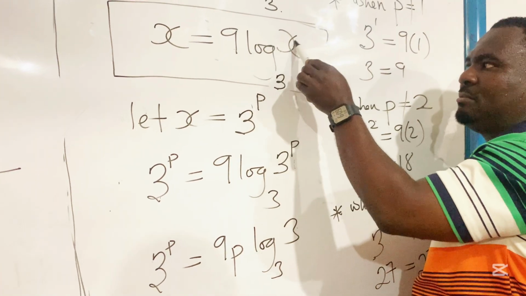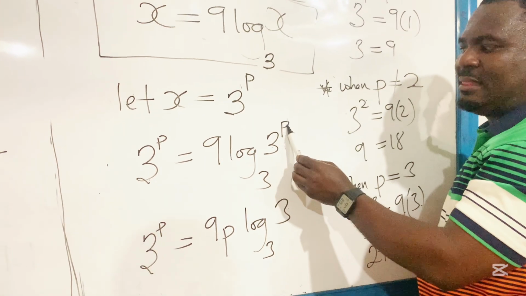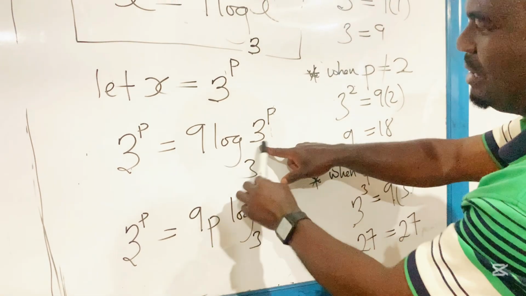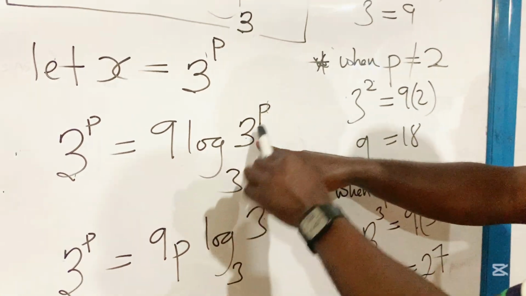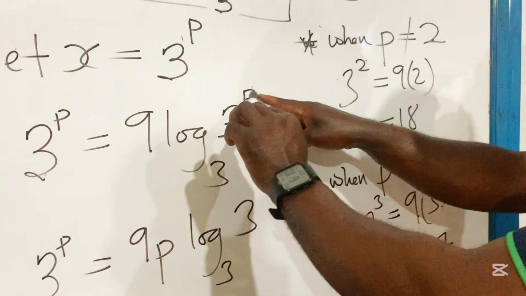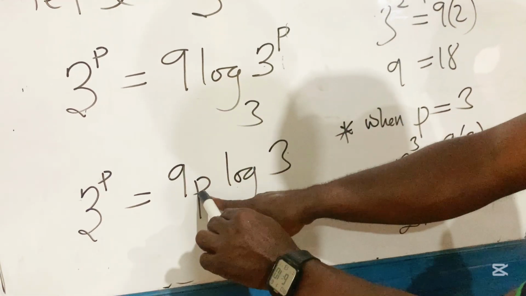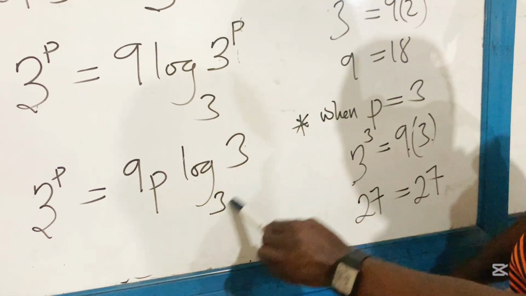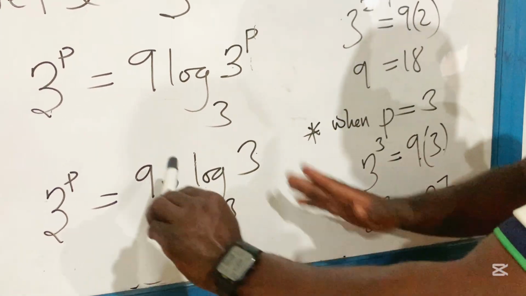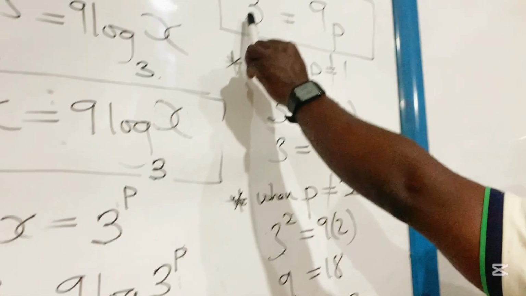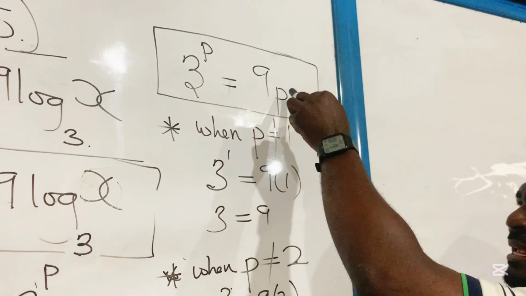When you come here, in the log, this x has been replaced with 3 exponent p. Then this one is a property: log of a number to a power, meaning we can let the power be a coefficient. That is why we are getting the 9p here, so that at the end of the day, this 3 exponent p will be equated to this. That is why we are getting 3 exponent p equal to 9p.